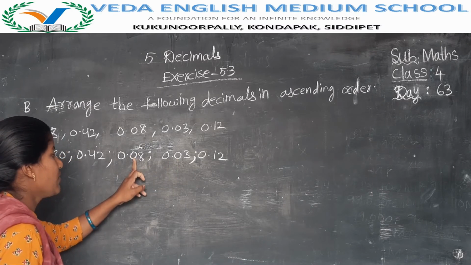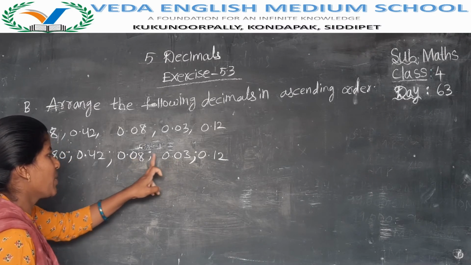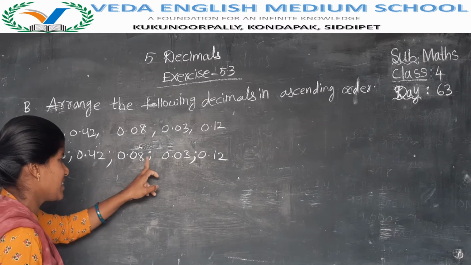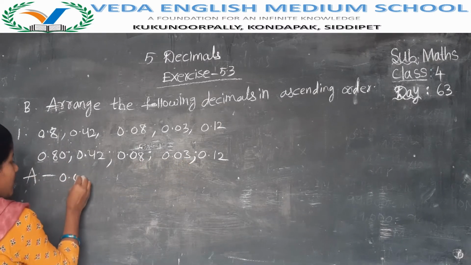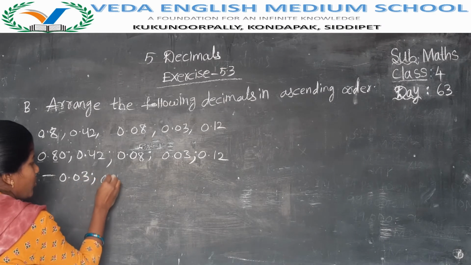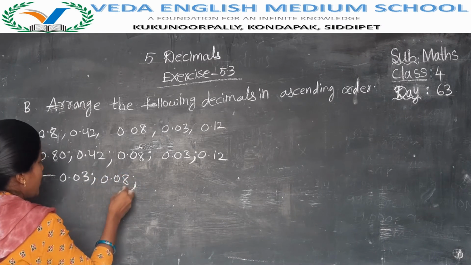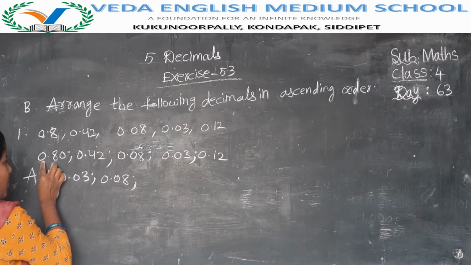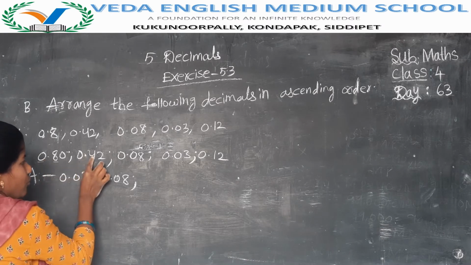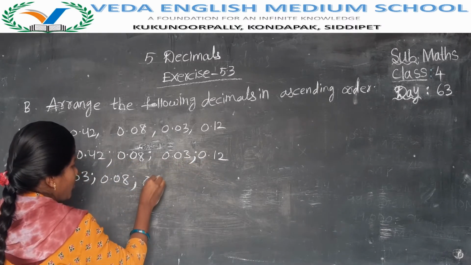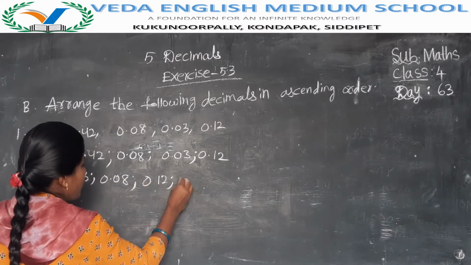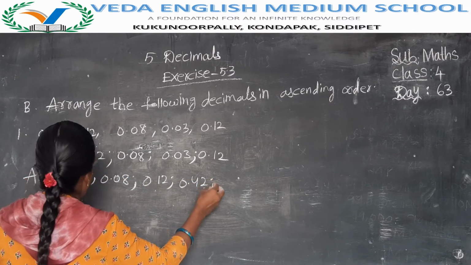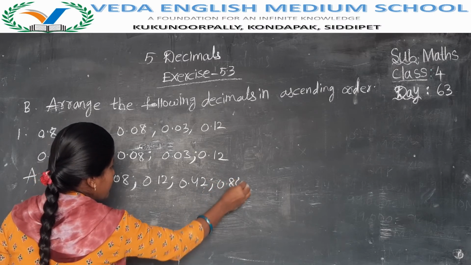If the first number of the decimal part is the same, then compare the second number of the decimal part. Here 8, here 3. So 3 is the smaller number, so 0.03. Next 0.08. Now compare 8, 4, 1. So 0.12. Next, here 4, here 8. So 0.42. Finally, 0.80.